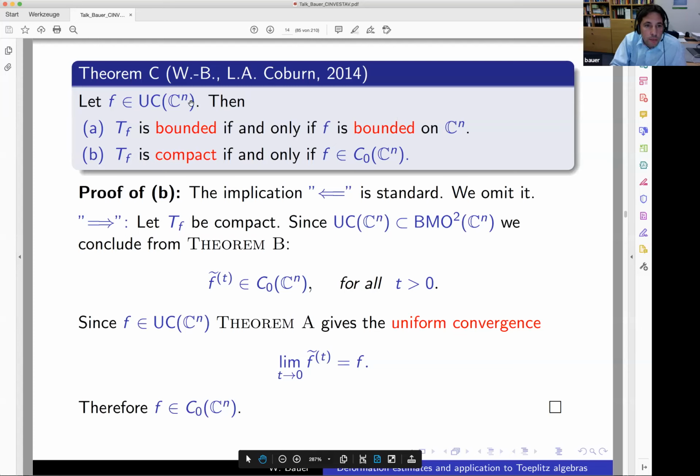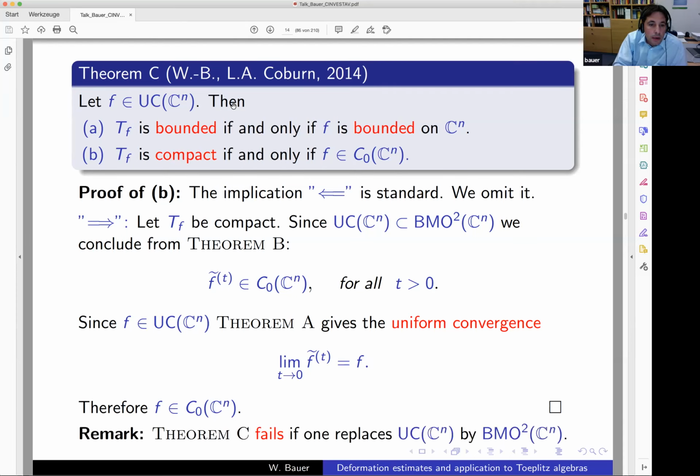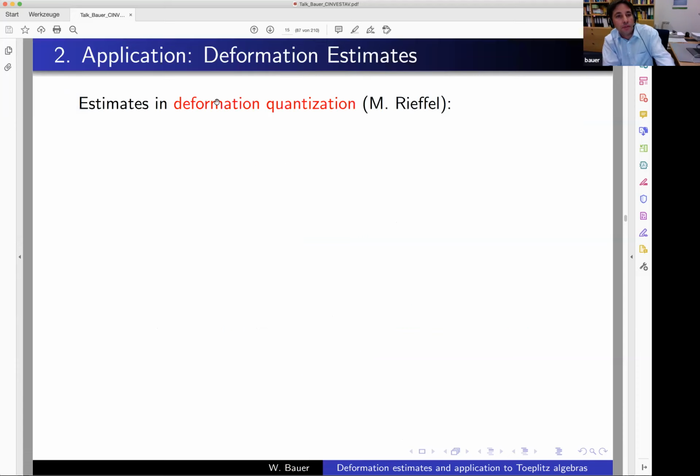And that proof somehow works very generally. You don't need Cn, you can use bounded symmetric domains. However, if you replace UC, for example, by BMO2, then the theorem is not true anymore. So UC is somehow critical here. Okay, so this was my first application.